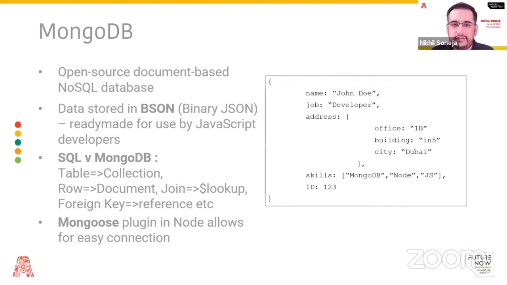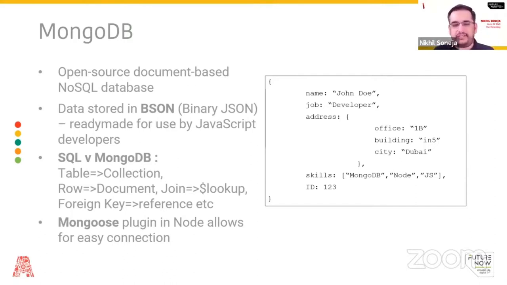So MongoDB, first of all, is an open source NoSQL database, which is the trend of databases, and it's document based, because it works with JSON. Now, it doesn't work with JSON directly. It doesn't store JSON as plain text. It stores JSON as binary JSON. But it is still ready-made for use by JavaScript developers. So when you're shifting from SQL to MongoDB, you have to change the way you think about a few things.